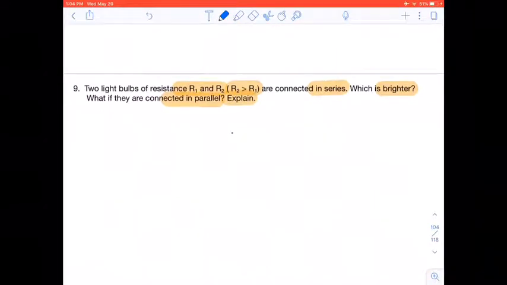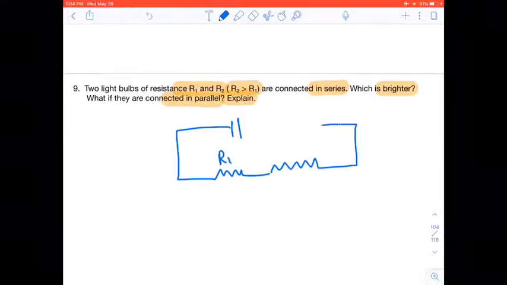So if we say I have this, and whatever the voltage is, we got R1 and we got R2, like that, and we know that R2 is greater than R1. Right, now we know that R2 is greater than R1, and the voltage across both these resistors must be equal to the cell voltage, right?